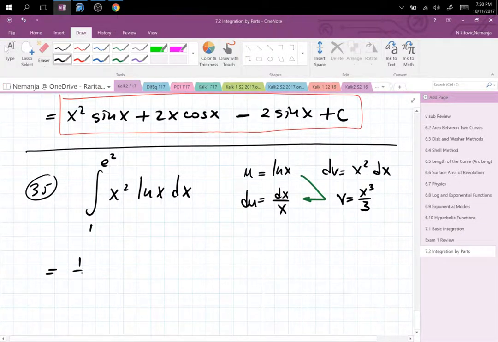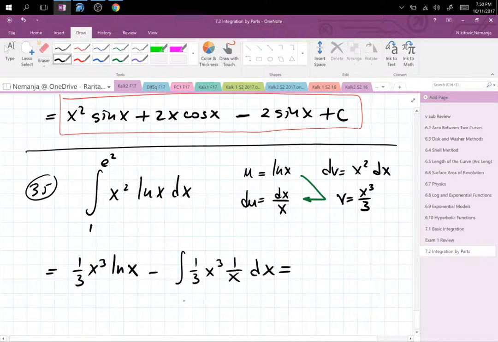So we have 1/3 x cubed ln x minus integral 1/3 x cubed 1 over x dx. Now we still have limits 1 to e squared, and this one needs to be computed 1 to e squared.